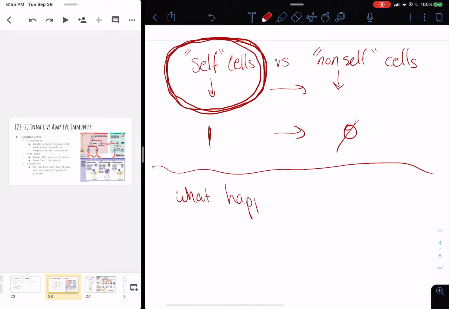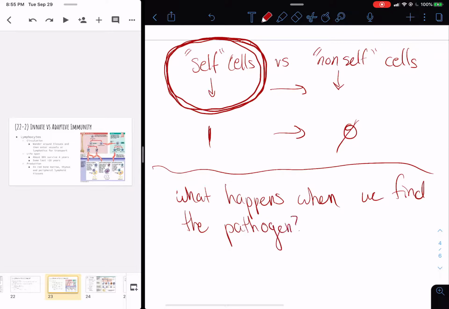So first of all, what happens when we find the pathogen? Right? And when I say pathogen, I guess I should be explicit on this. Whenever I say pathogen, this could be a virus, it could be a bacteria, but essentially whenever I say pathogen, I want you to think antigen, because it's really the protein components of this pathogen that get recognized by the cells. So we're thinking really, really small things.